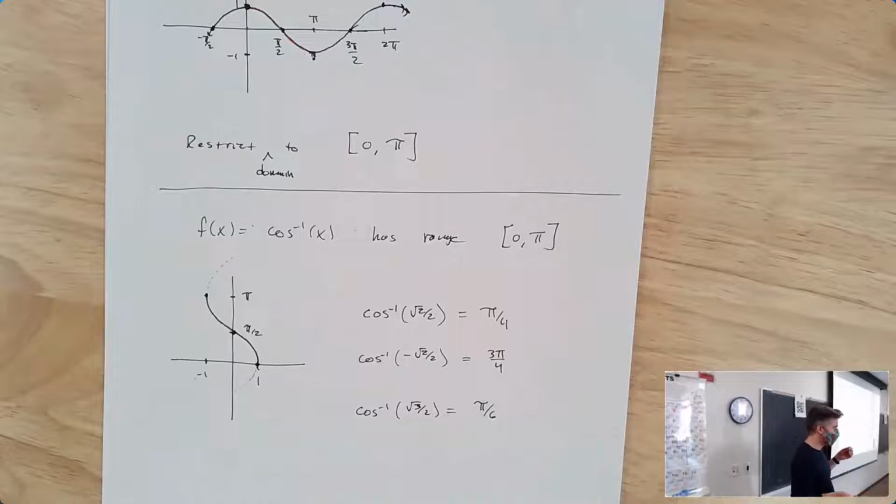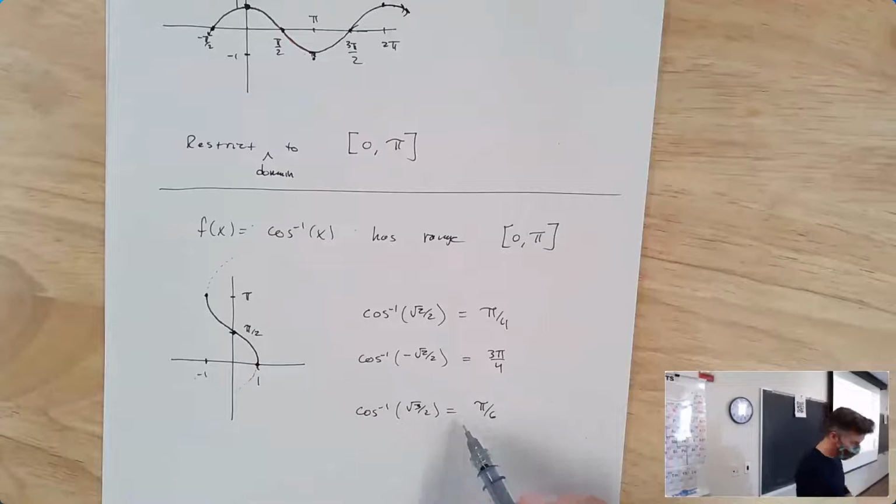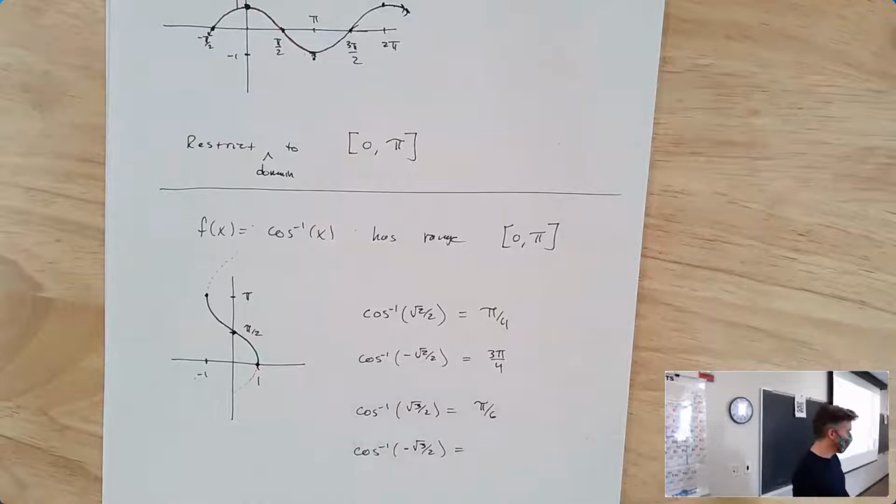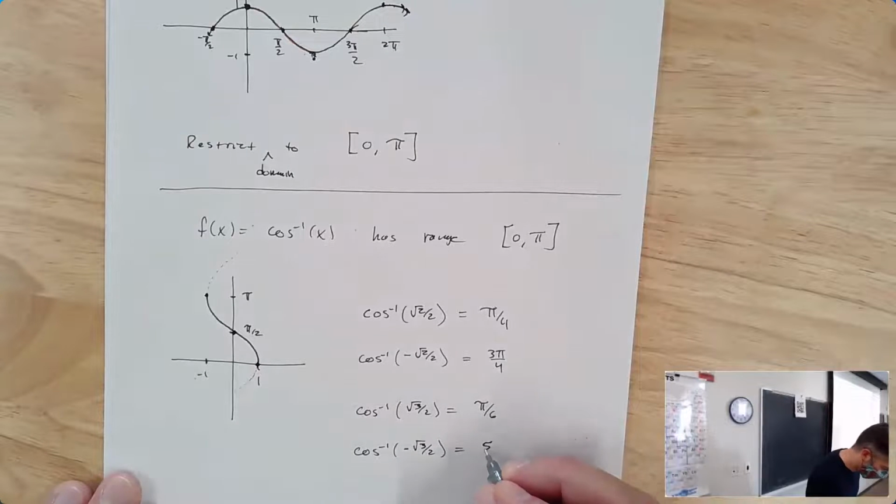Whenever you see inverse cosine of something or inverse sine of something or inverse trig function of some value, you should always be thinking that your answer is an angle. You're always looking for the angle that if you took cosine of that angle, you would get √3/2. Or if I wanted inverse cosine of negative √3/2, the answer would be 5 pi over 6.